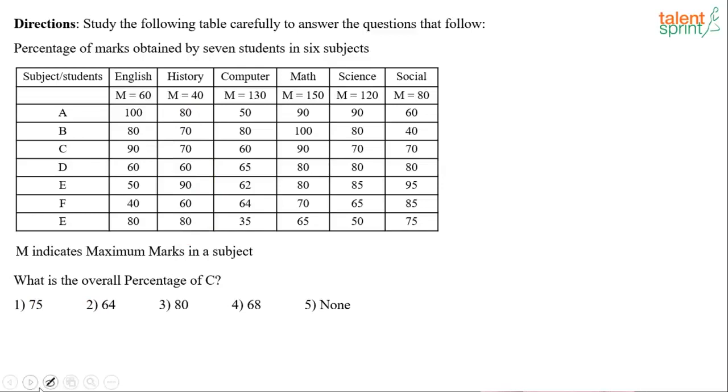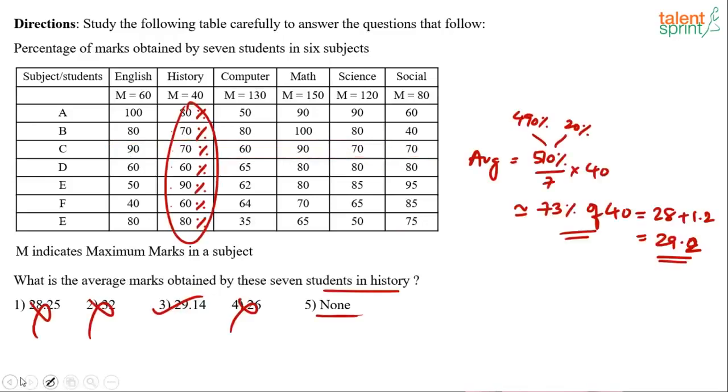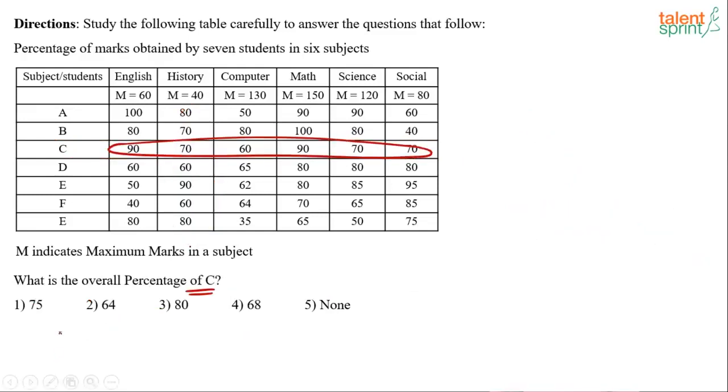Next one. What is the overall percentage of C? What is the overall percentage? Now remember, with respect to the previous case, what is the difference? This time, you cannot take the total percentage of C. In the previous case, we took the total percentage of History and took the average. But for C, overall percentage of C or average marks of C, you cannot add these percentages. Why can't you add these percentages horizontally? We can add vertically, but we cannot add horizontally. Why? Because every percentage is for a different value.